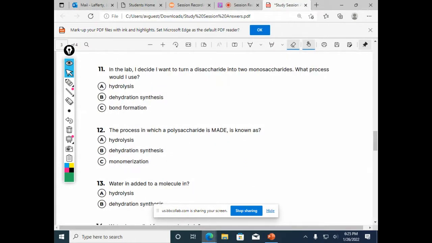All right. So in a lab, I decide I want to turn a disaccharide into two monosaccharides. What process would I use? First of all, what's a disaccharide? All right, let's break it down. What? Two. Good. So di means two, saccharide means sugar. So it's two sugars linked together. So we have one ring, two rings, and they're linked. So it's a big molecule.